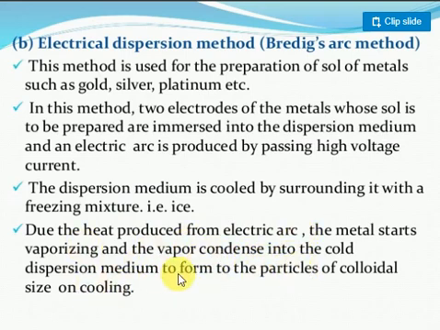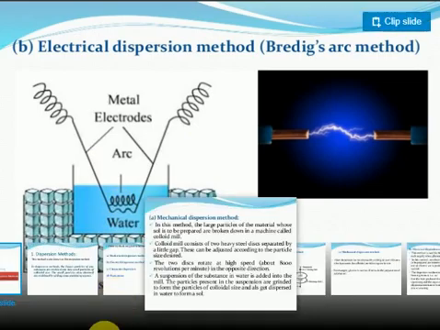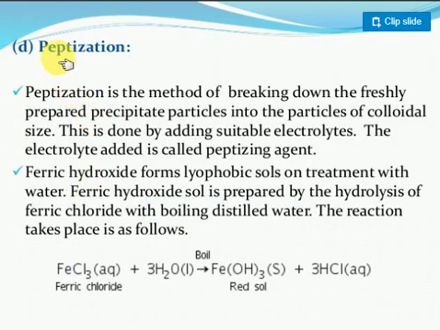It condenses into a colloidal solution. It is clear, right? They come into the range of a colloidal solution. By this method, you can prepare gold, silver, and platinum sols also. Look at this diagram very clearly. This is the Bredig's arc method. Students, coming to the next method, the peptization method.